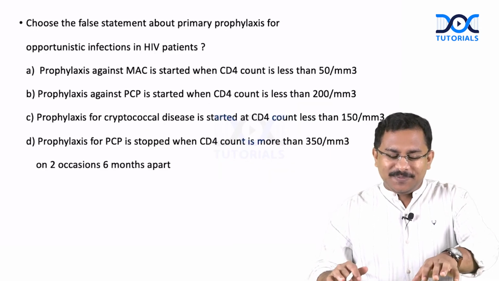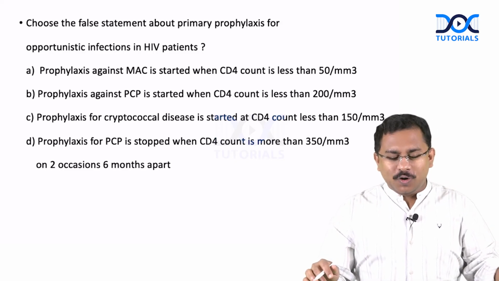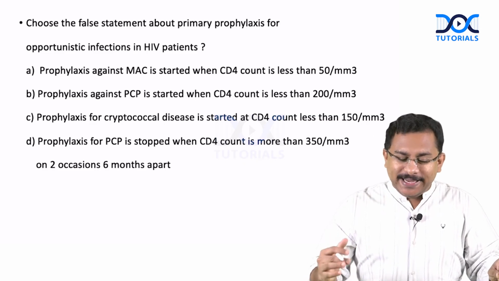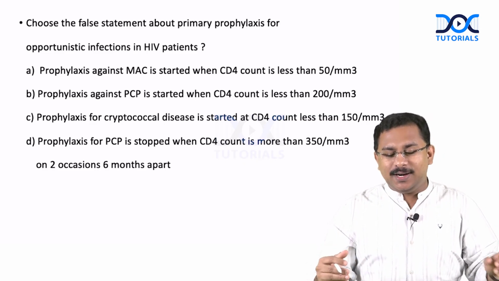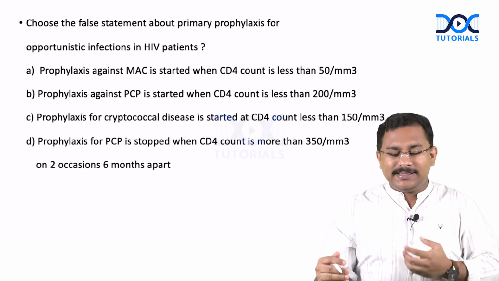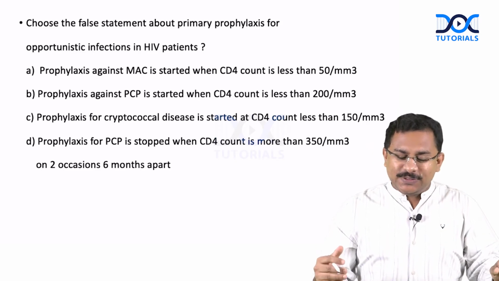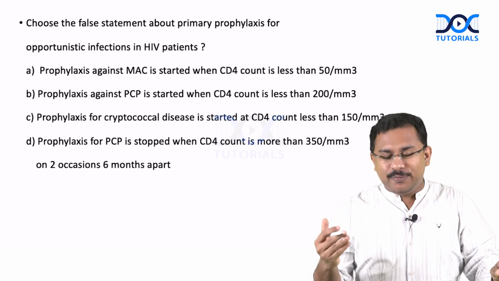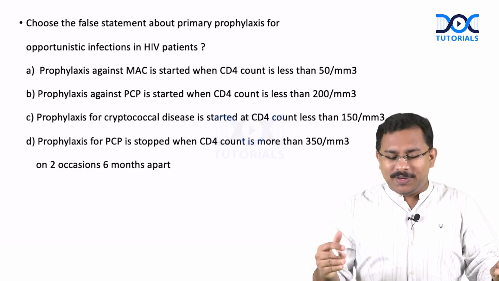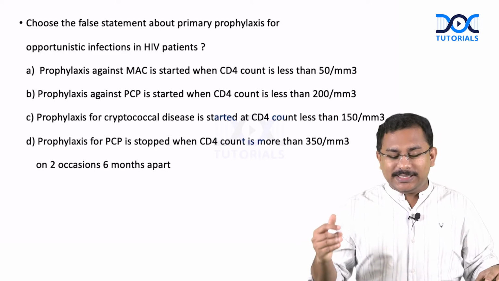Coming to the next question, choose the false statement about primary prophylaxis for opportunistic infections in HIV patients. Option A, prophylaxis against the MAC is started when the CD4 count is less than 50. Prophylaxis against the pneumocystis is started when CD4 is less than 200. Prophylaxis for cryptococcal disease is started when the CD4 count is less than 150. And prophylaxis for the PCP is stopped when the CD4 count is more than 350 on 2 occasions 6 months apart.